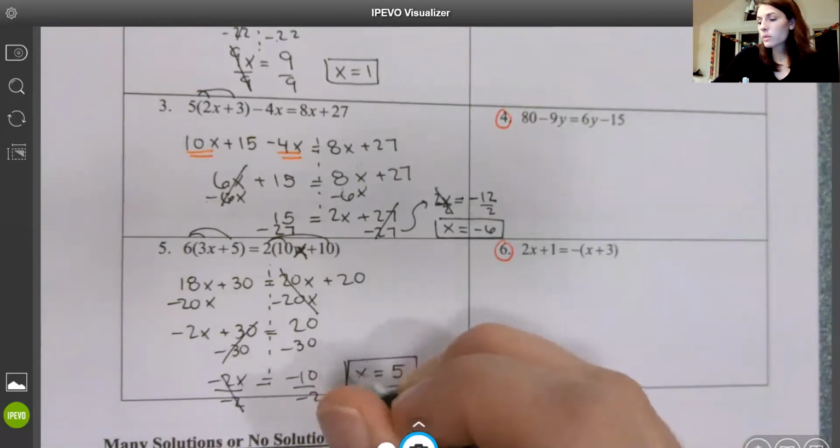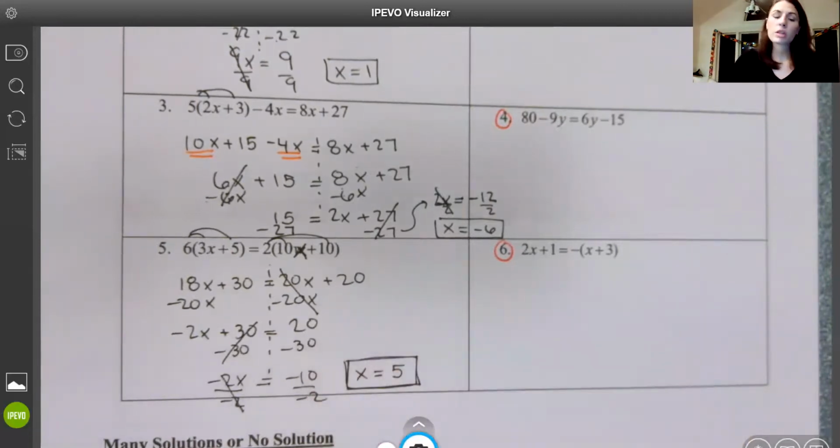And again, for any of these, we could go back and check them and make sure that it works. So now I'm going to give you a chance to try 2, 4, and 6, and then start the video back up and check your work.